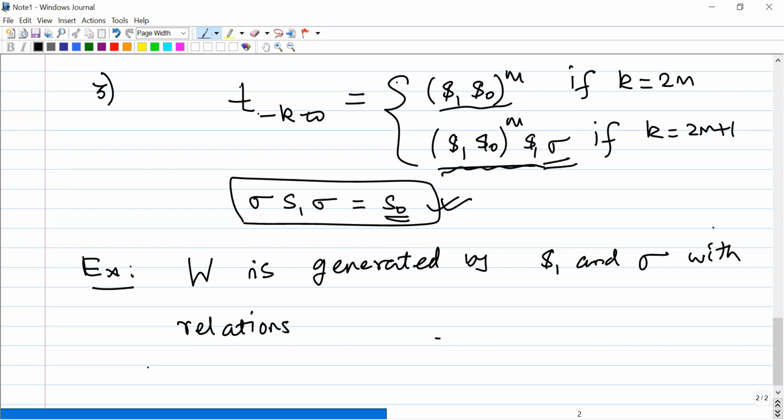With the relations, it's not very hard to prove. These are the only relations that are enough to define this group: S1 square is identity and sigma square is identity. Okay. So as abstract groups, both W and W affine, the extended affine and affine, are isomorphic, but as actual groups they differ because the action differs.